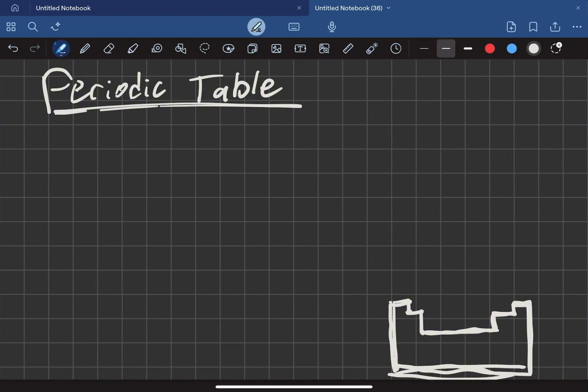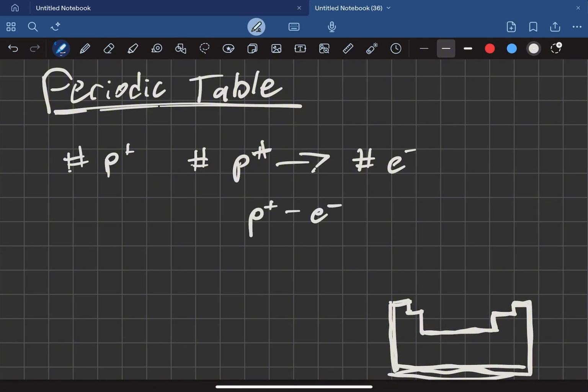So before we get into the periodic table, we need to discuss how elements work, how an element has a certain property. So if you recall, an element's determined by the number of protons. And the number of protons is going to determine the number of electrons in the ground state. Because protons and electrons in the ground state like to be equal to one another, so that the net charge is zero.